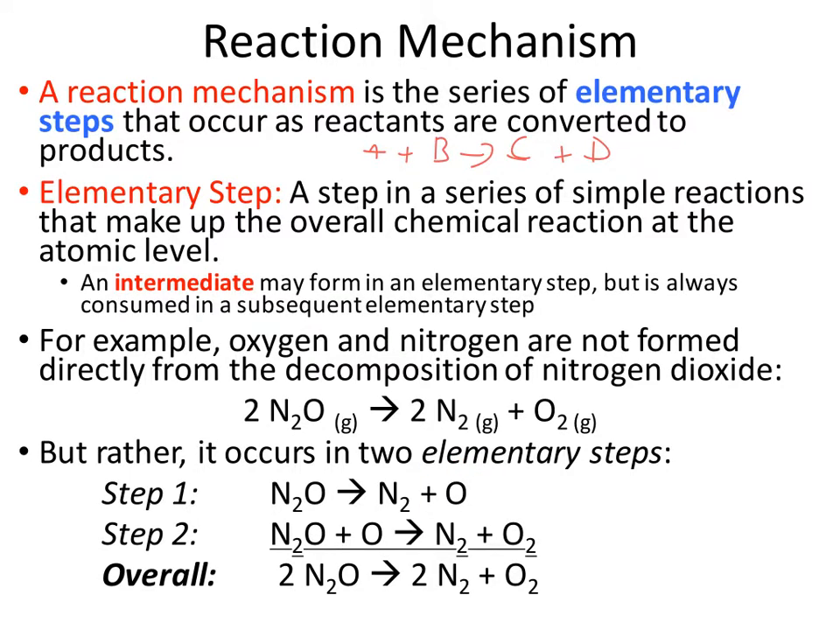Well, this is our intermediate. That's what we're saying over here. As you can see in the next step over here, dinitrogen monoxide reacts with this individual oxygen atom to then produce N2 and O2. So now we combine the N2 that was produced here, and we get our 2 N2, and we get our one molecule of oxygen, and we get our overall reaction as we saw here.